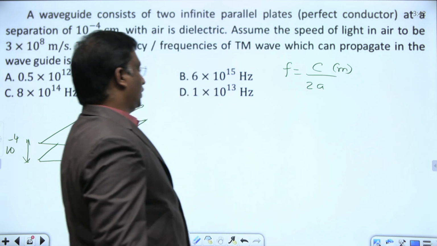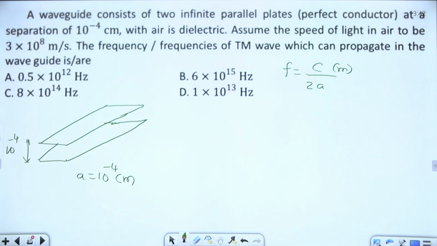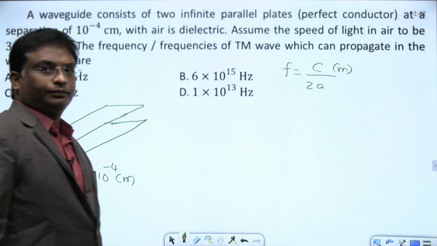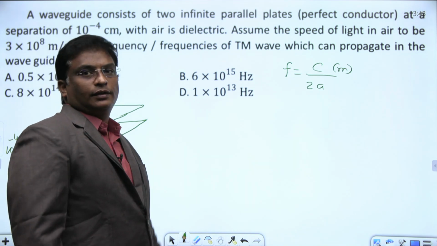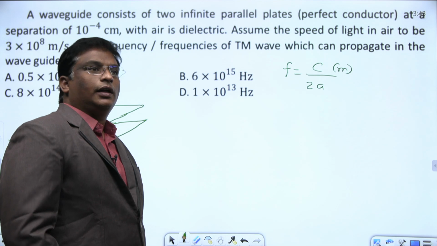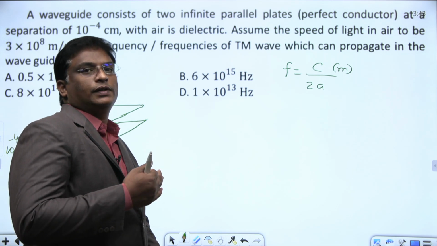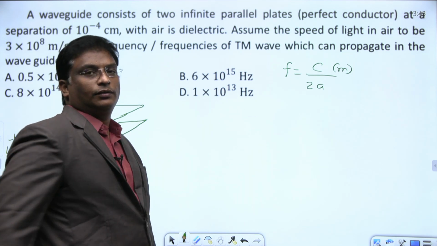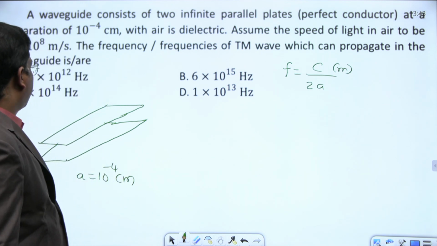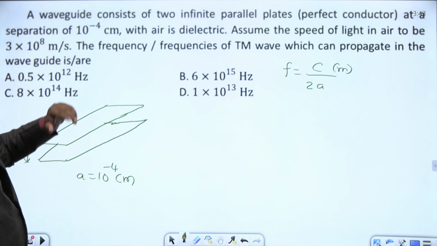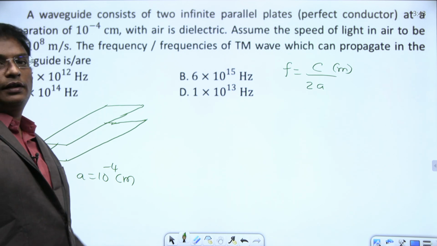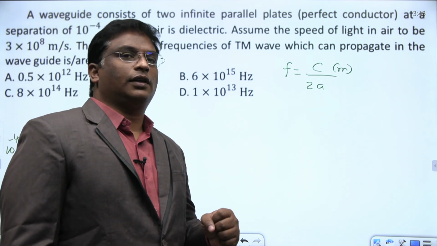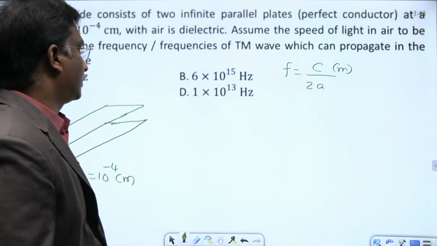Actually, here this is a question. First, calculate the cutoff frequency. Okay, I will give it to you only. Calculate the cutoff frequency, and above the cutoff frequency, whatever the frequencies are, all will be passed by this one. Just to calculate the cutoff frequency, all the information is given. TM wave, cutoff frequency. Calculate the cutoff frequency, and all the frequencies above the cutoff frequency will pass.